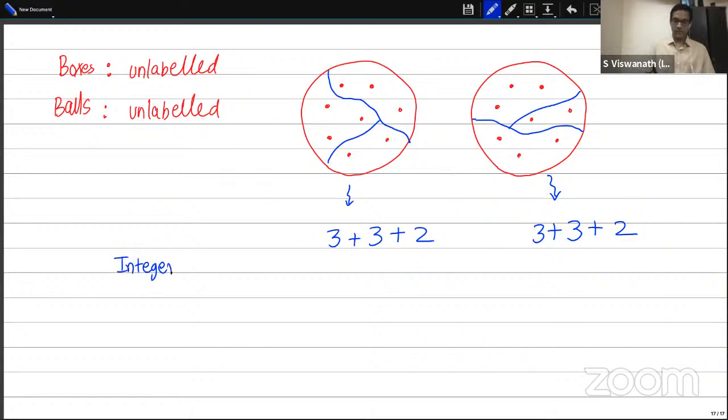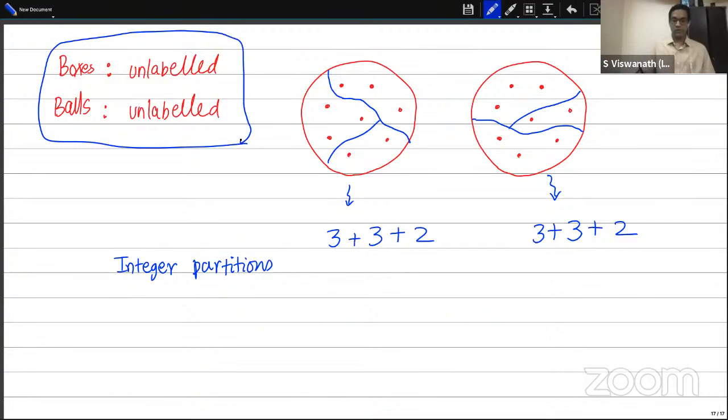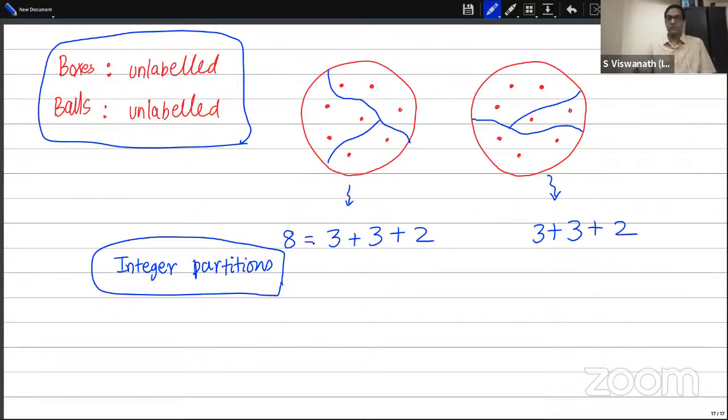So this final category where I don't care about balls or boxes being labeled, that is the problem not of set partitions. Remember, the previous one was set partitions. This is what are called integer partitions. So it's like saying, I want to know in how many ways can I write 8 as a sum of 3 numbers. And this is a very famous number theoretic function. It's called the partition function.